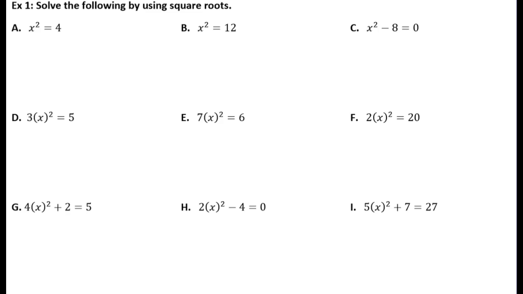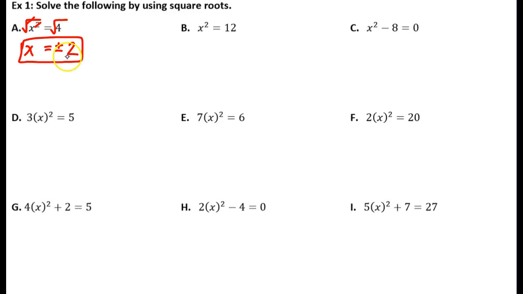In example number 1, it says solve the following by using square roots. Example A says x squared equals 4. So if I want to isolate the variable, in order to get rid of this square, I'm going to square root both sides. So this square root cancels out this square, so I'm left with just x. And remember, we were talking about earlier, you need two solutions, so it's going to be plus or minus the square root of 4. The square root of 4 is 2. So my solution here is x equals plus or minus 2.